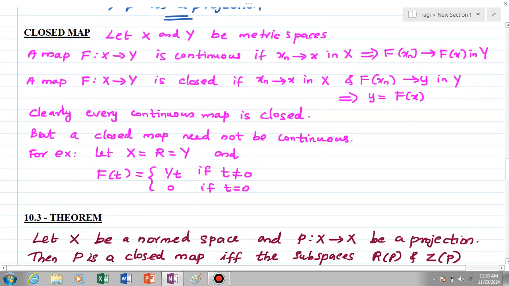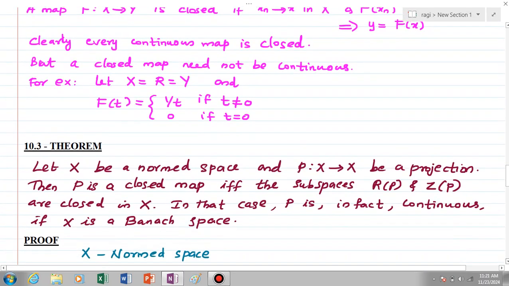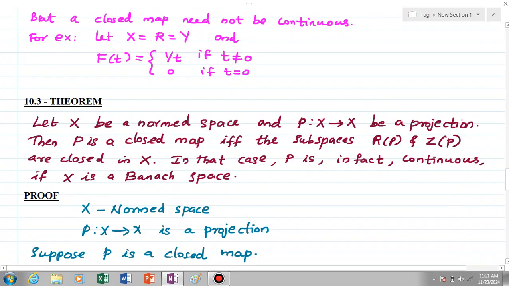Now we are going to Theorem 10.3. The statement is: let X be a normed space and P from X to X be a projection. Then P is a closed map if and only if the subspaces R(P) and Z(P) are closed in X. In that case, P is in fact continuous if X is a Banach space. So we have to prove that if X is a normed space and P is a projection on X, then P is closed if and only if R(P) and Z(P) are closed.